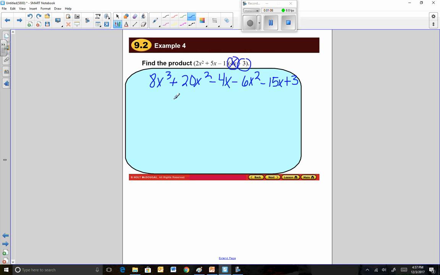Now let's look for opportunities for like terms. Are there any other x to the third powers in here? Nope. So we write 8x to the third power as part of our final answer. Done with it.